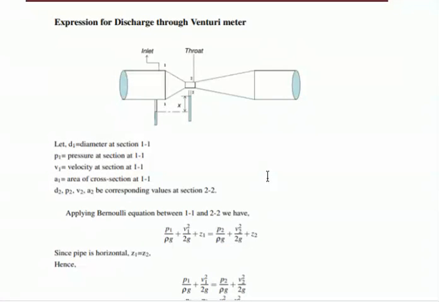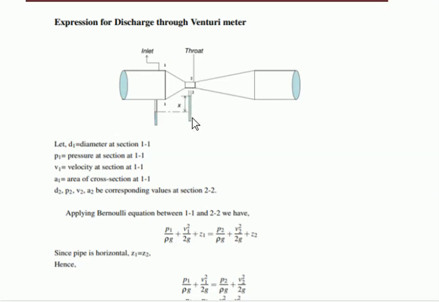the expression for the discharge through the venturimeter. So first, what is the venturimeter, how many parts does it include, and on what principle does it work. Now move on to the expression for discharge through the venturimeter. Here again we can draw the venturimeter. This is the inlet, this is the throat.